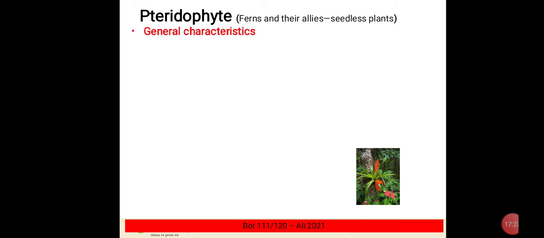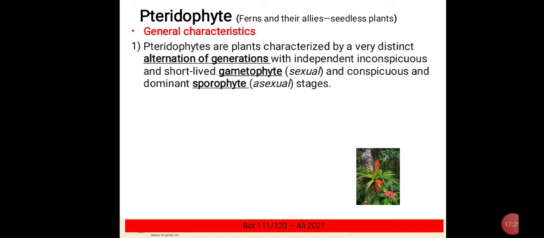We have the general characteristics of pteridophytes. Number one, some of them we have already discussed. Number one is pteridophytes show alternation of generations. What is the meaning of alternation of generations? We have the haploid gametophyte, which has the sexual organs. Now, the haploid gametophyte is followed by the diploid sporophyte, which is asexual.